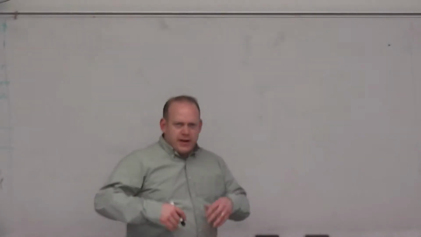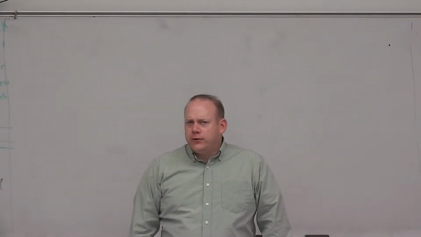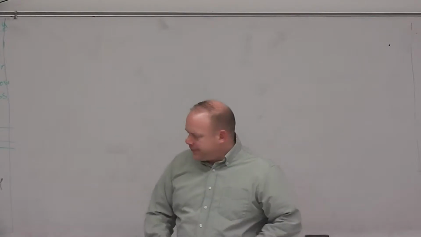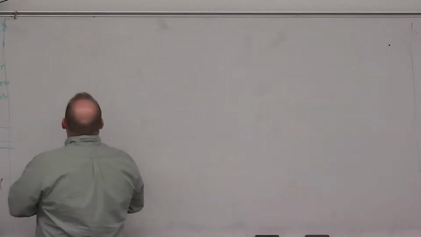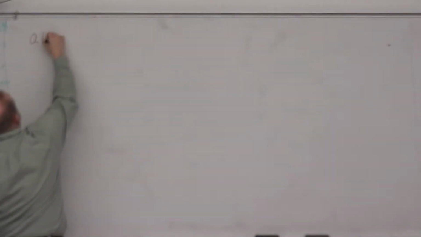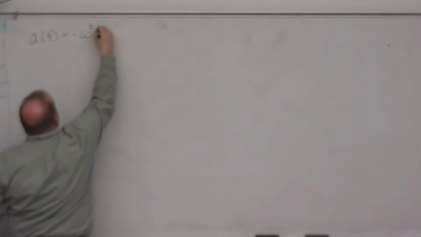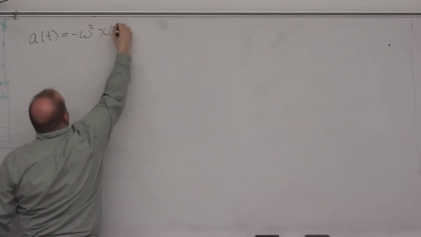So now, last class we talked a little bit about some of the kinematics of simple harmonic motion. And I want to go back to something that we talked about near the end. We had this equation, acceleration as a function of time is equal to negative omega squared x of t.